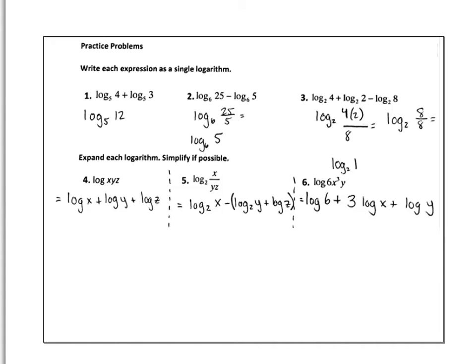Number 6, we have 3 parts here. Now here's where you could possibly have gotten confused. This 6 is being multiplied, so we have to change it to an addition. Don't try to pull this 6 to the front of it. Only exponents go to the front of a log. So we have log 6 plus 3 log x, which is that x cubed, and then plus log of y.